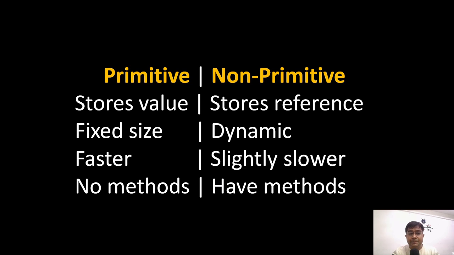Now, let's compare primitive data type and non-primitive data type. Primitive data type stores the value directly. Non-primitive data type stores the reference. Primitive data type is fixed in size. Non-primitive data types grow, that is, they are dynamic. Primitive data types are fast. Non-primitive data types are slightly slower. And primitive data types have no methods. Non-primitive data types have methods.